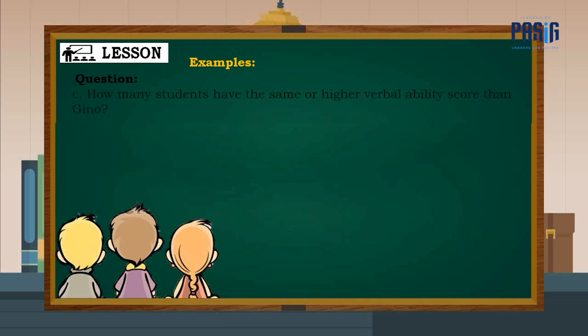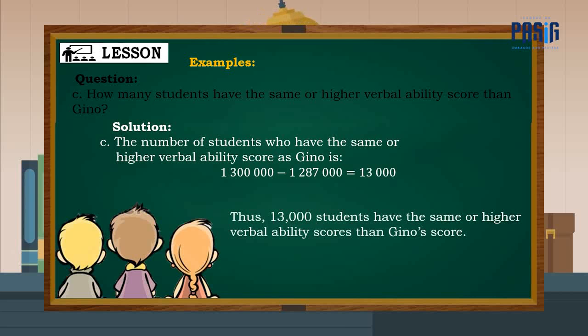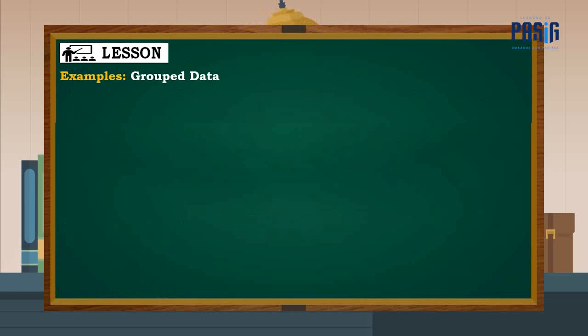C. How many students have the same or higher verbal ability score than Gino? Solution. The number of students who have the same or higher verbal ability score as Gino is 1,300,000 minus 1,287,000 is equal to 13,000. Thus, 13,000 students have the same or higher verbal ability scores than Gino's score. Let us have examples in grouped data.